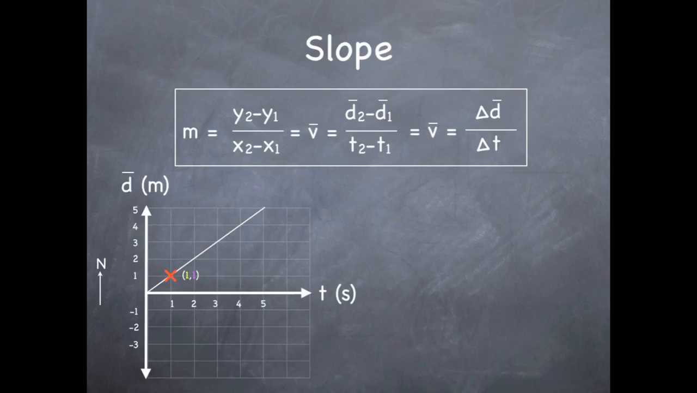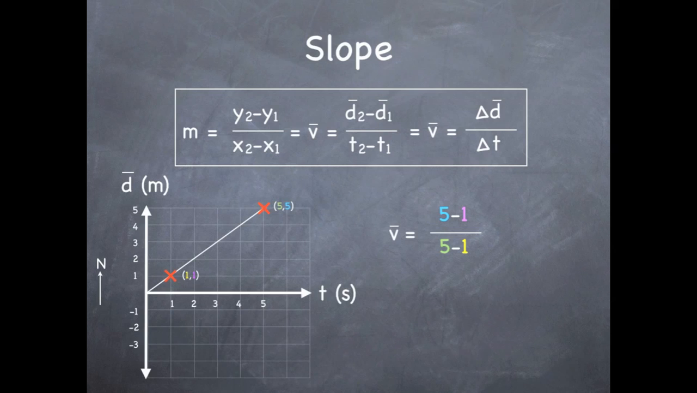The first point is 1 meter north in the first second. In the fifth second, we have the second point, which is 5 meters north. All we have to do now is substitute the four different values on the graph into the equation above. As you can see, the second point is 5 meters north, whilst the first point is 1 meter north. So we subtract 1 from 5.